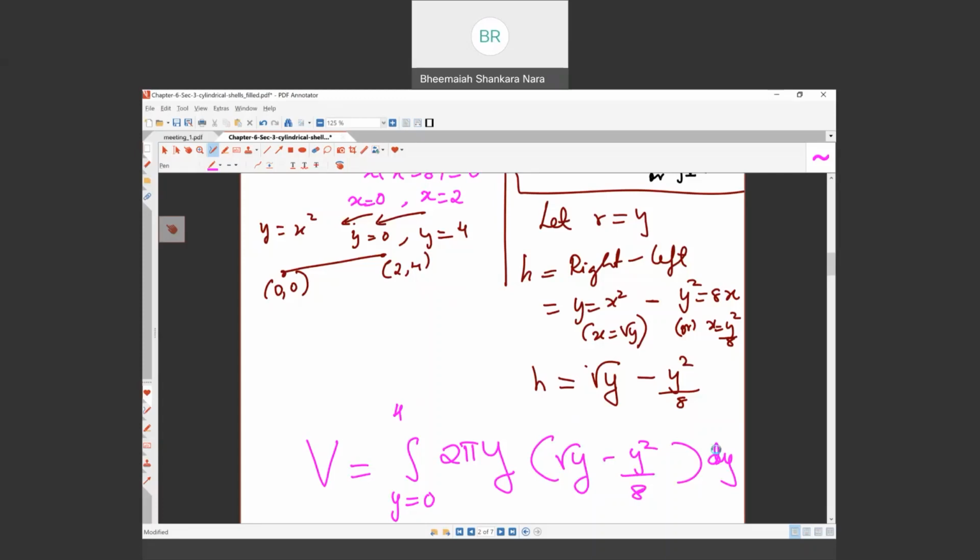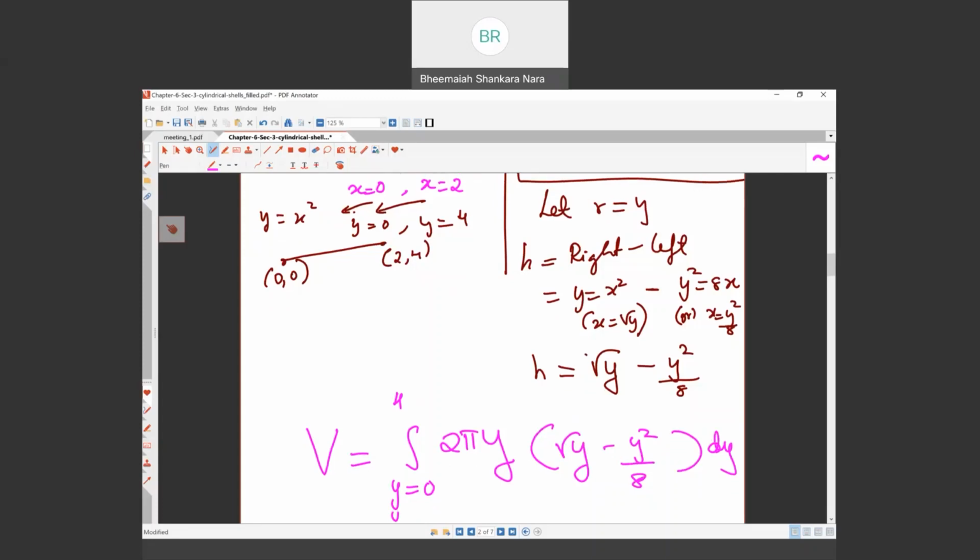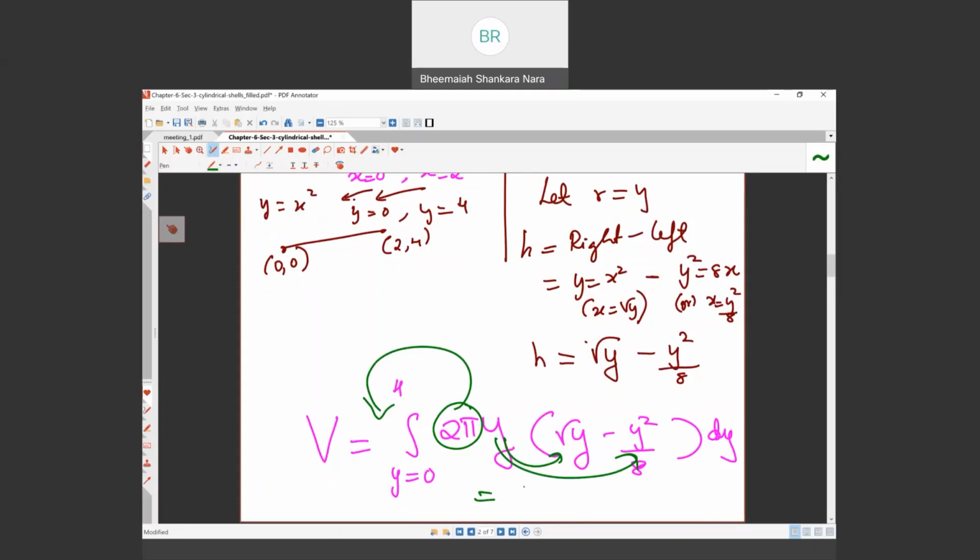Multiply these terms. y is multiplied to both the terms, and then the 2 pi factor goes out, and then integrate, plug in the limits, and simplify. You will see that you get 48 pi divided by 5.